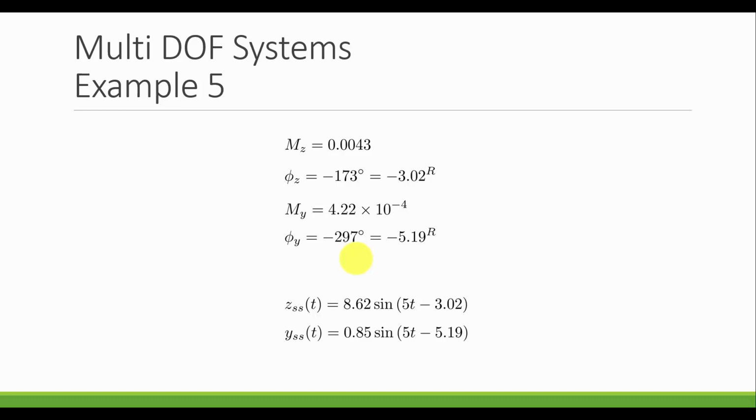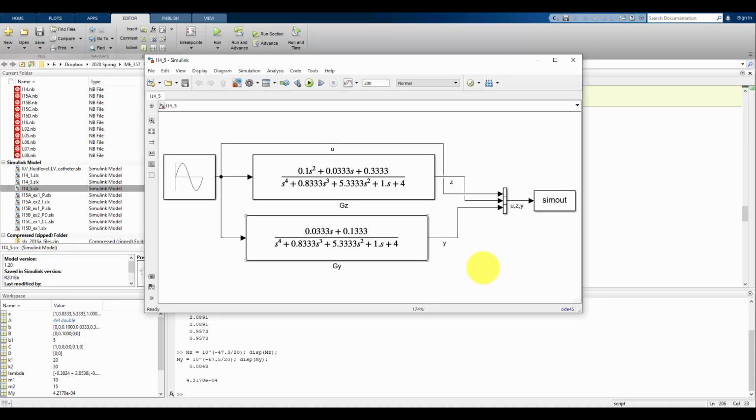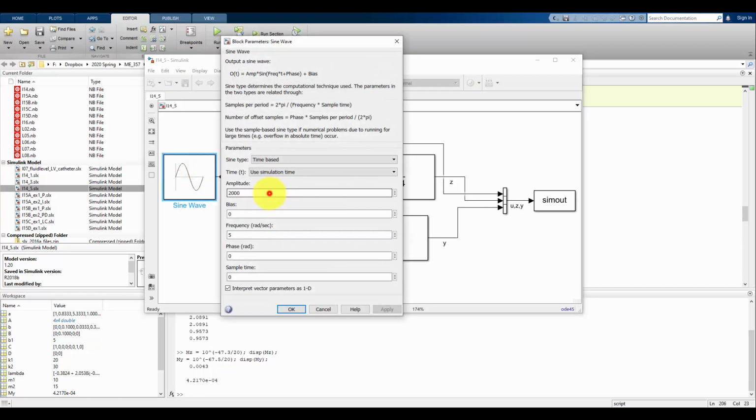So I have a Simulink model of both of the transfer functions here. This is right out of the MATLAB. I transcribed them into my GZ and GY. I have that same input going into both of them because this is Z over U and then this is Y over U. So this is my U. And if I just open it up and look at it, that input, 2000, is my amplitude at 5 radians per second, just like given in the prompt.